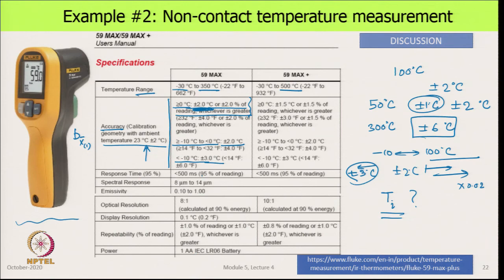Then there is response time. This issue will come up if we are measuring a body whose temperature is changing with time, and it says it takes 500 milliseconds to get to 95% of the value of the reading. So, if our rate of change is much faster than this, the instrument will always lag when it is increasing, and it will always lead when it is decreasing. Then there is some more information about this instrument.